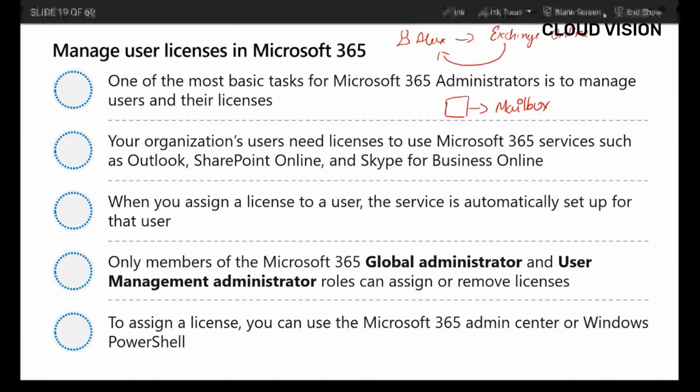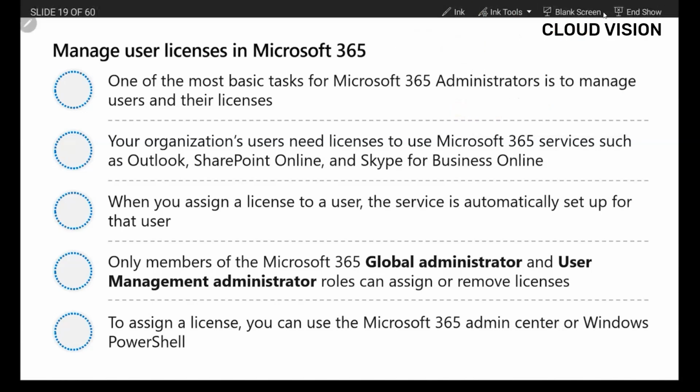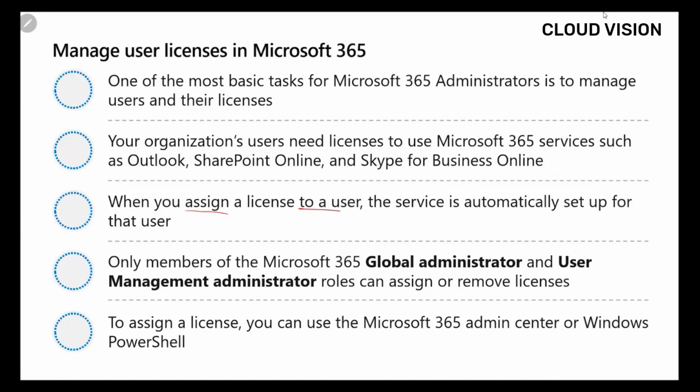And that's what you see mentioned over here. When you assign a license to a user, the service is automatically set up for that user without any additional administrative activities. Now, only members of the Microsoft 365 Global Administrator and User Management Administrator roles can assign or remove licenses. And again, you can use either the Microsoft 365 Admin Center or Windows PowerShell to assign or remove the license.